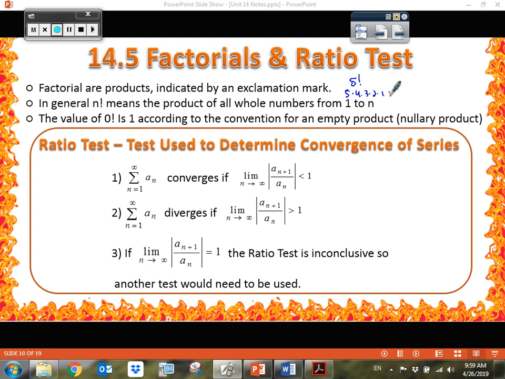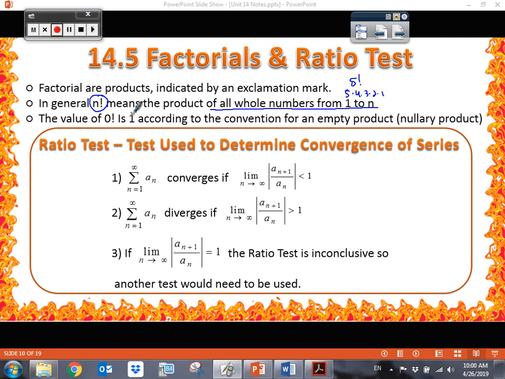So in general, we're going to take it to variables now. We're not going to just do 5 factorial, which you actually have a button for on your calculator, the factorial button. We're going to take it to variables, to abstract. So n factorial means the product of all whole numbers from 1 to n. In this case, n is 5, so 1 times 2 times 3 times 4 times 5. That's what it means. The value of 0 factorial is 1.